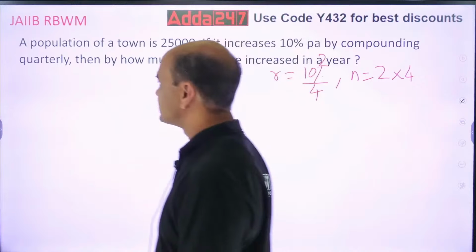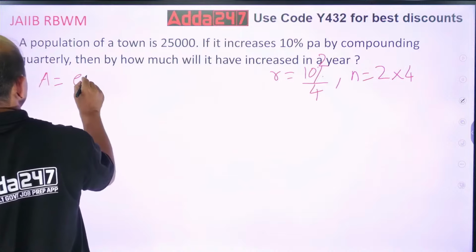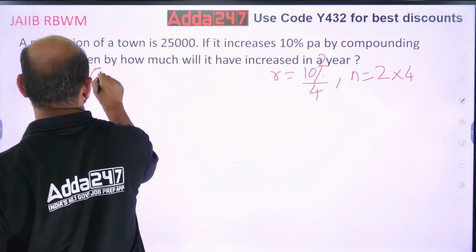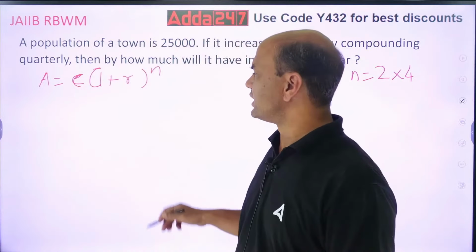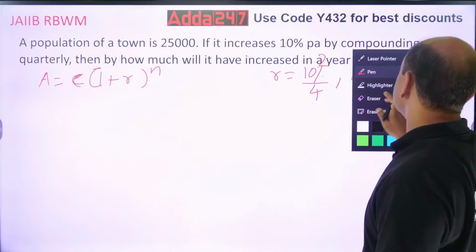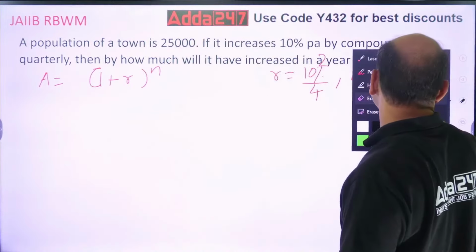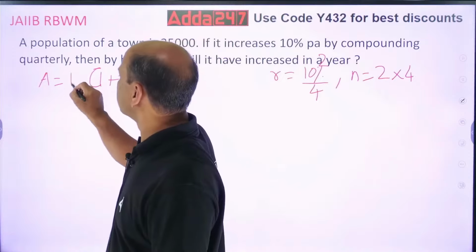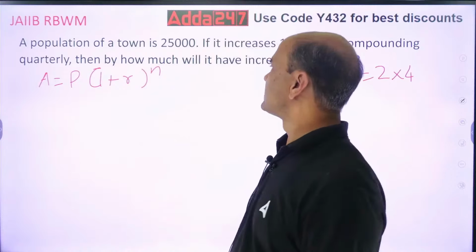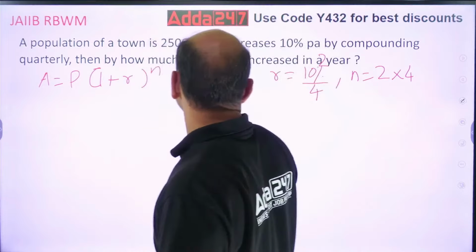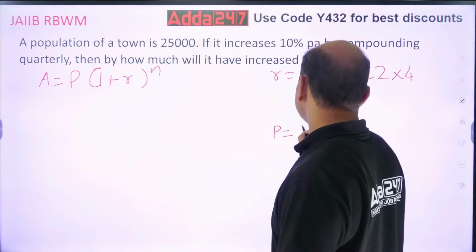The formula for this is: final population equals P into 1 plus r raised to n. Kindly remember this. P is the present population. What is given now? Present population is given as 25,000. So P equals 25,000.